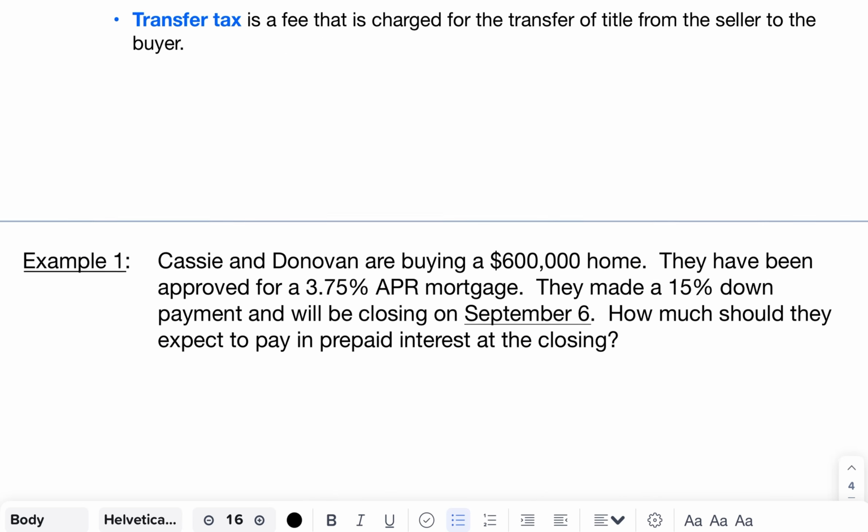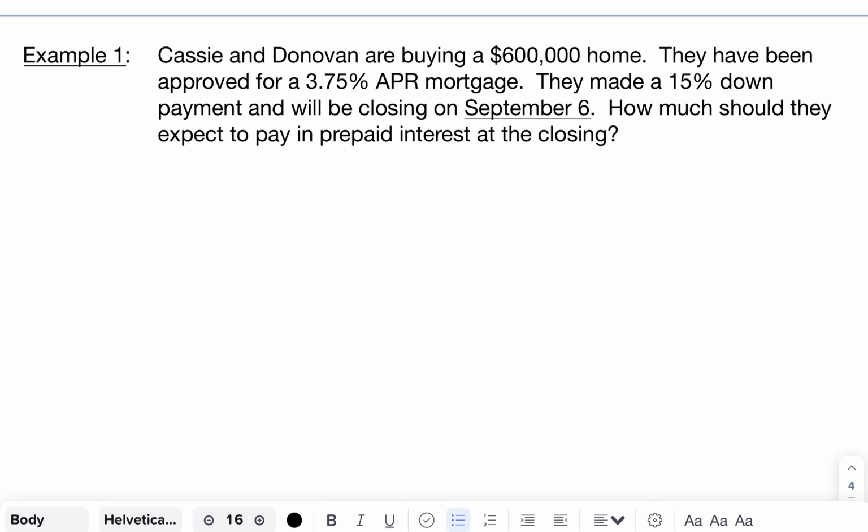Okay, so let's go ahead and start with example 1. Let's suppose that Cassie and Donovan are buying a $600,000 home. They've been approved for a 3.75 APR mortgage. They are making a 15% down payment, and they're going to be closing on September 6th. And the question is, how much should they expect to pay in prepaid interest at the closing?